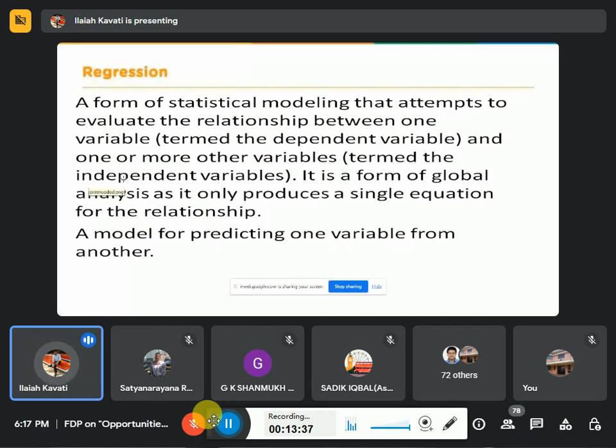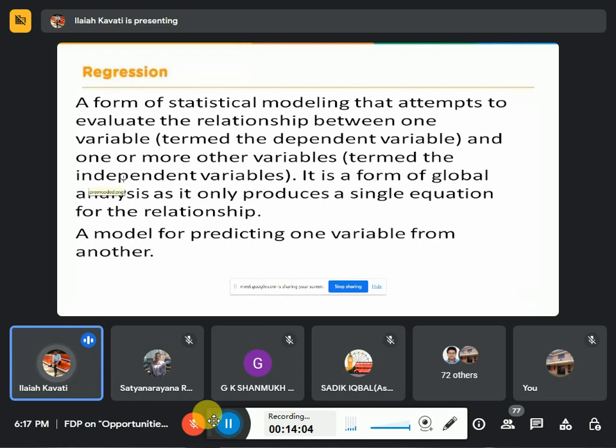Now coming to supervised learning, again we have two types: regression and classification. And in unsupervised learning, we have clustering concepts. At the end we will discuss unsupervised learning, that is clustering concepts. But now in supervised learning, we have two different types: regression as well as classification.